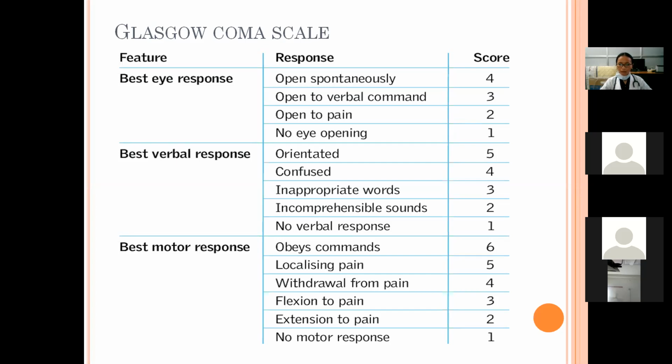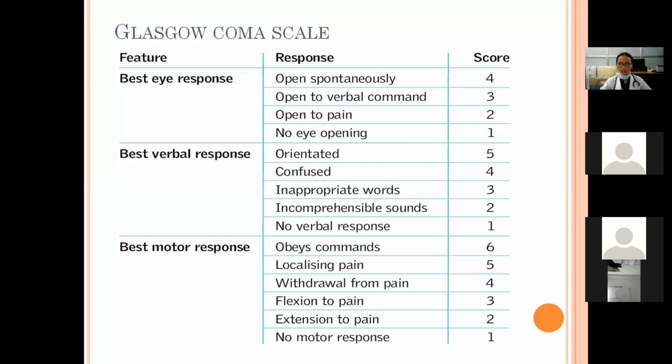And even worse than this, the child may not withdraw from pain, but if you're giving a pain stimulus, there is a flexion response, it is given a score of 3. And then if the response to pain is extension, it is given a score of 2. And if there is no response at all even to pain, it is given a score of 1.